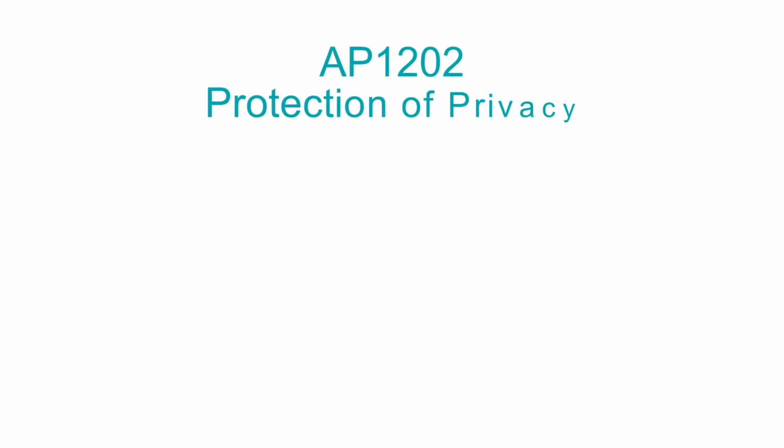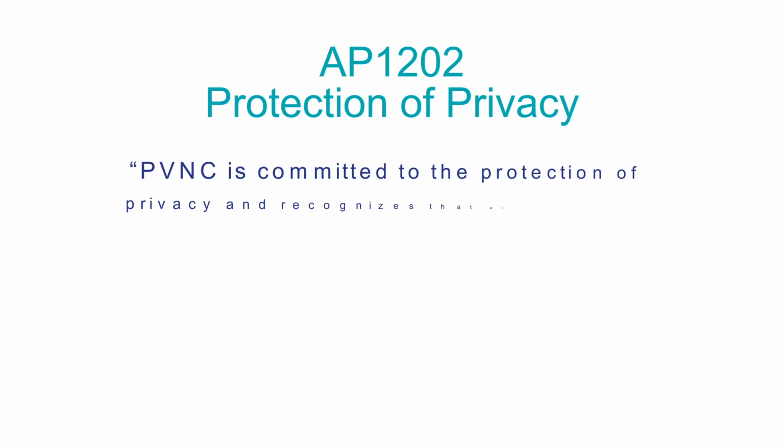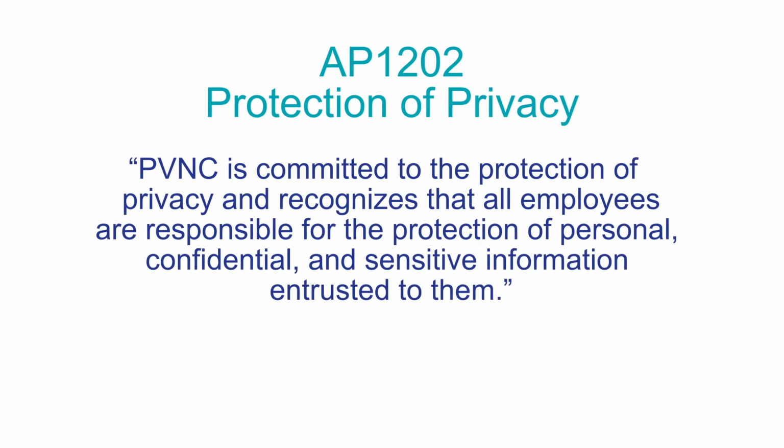What are the policies and practices that PVNC has in place to help everyone manage personal information safely? Board Administrative Procedure 1202, Protection of Privacy, provides direction to all staff, and it is important that all staff are familiar with this procedure. It begins with the statement that PVNC is committed to the protection of privacy and recognizes that all employees are responsible for the protection of personal, confidential, and sensitive information entrusted to them.